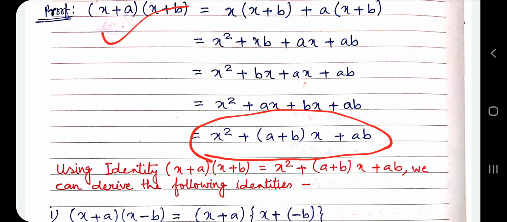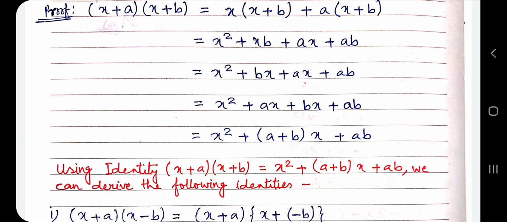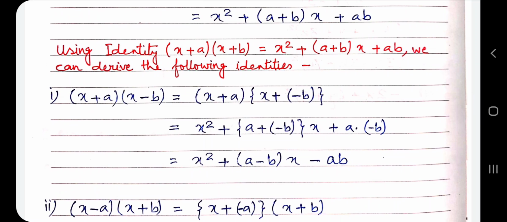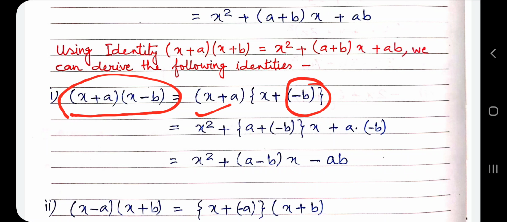Okay, now the same identity is used to derive more such results. See, x plus a and x minus b are multiplied. What will be the product? Can we write x plus a as x plus a? It is no problem here. But x minus b, can we write x minus b as x plus minus b? Minus b is written within the small bracket.